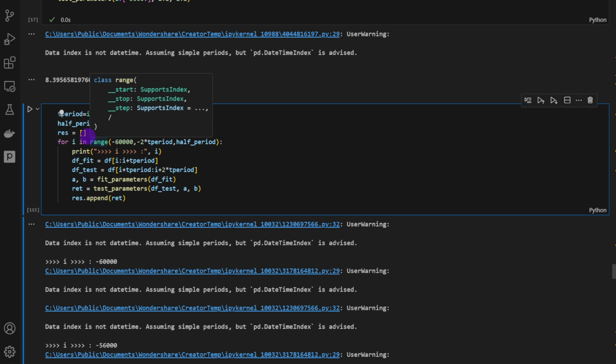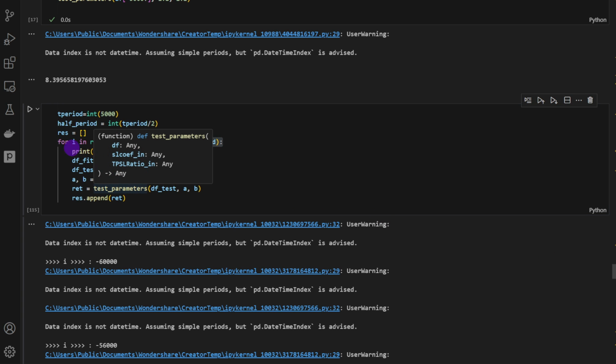And then we create an empty list. This is where we would be appending our results, the returns from each configuration. And then for i in range between minus 60,000, because this is how many rows we have in our largest data frame or the CSV file that we have so far. So if you have a larger data file, let's say 5 years' worth of data, you can change this to a larger number. Then we're going to apply between minus 60,000 up to minus twice the period here, with a step that is equal to the half period.